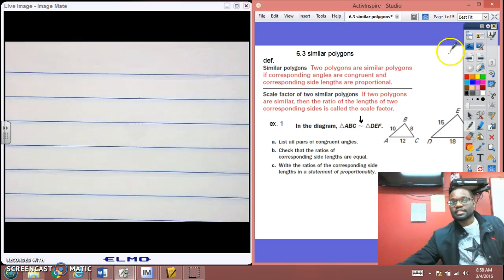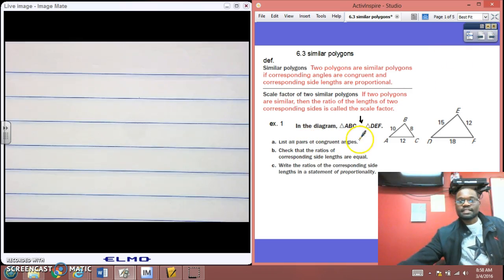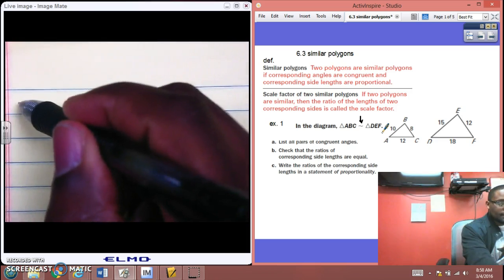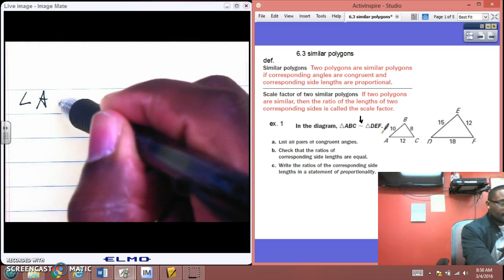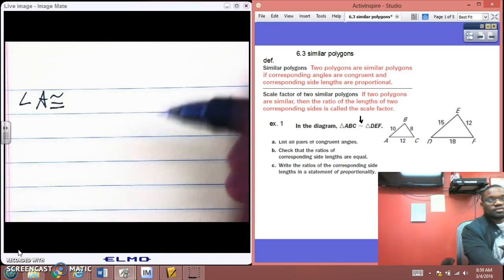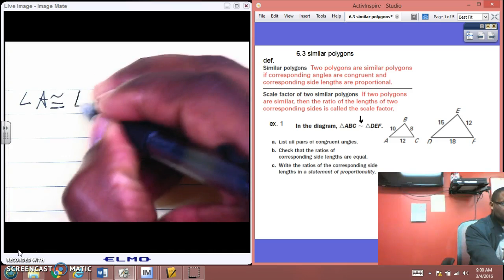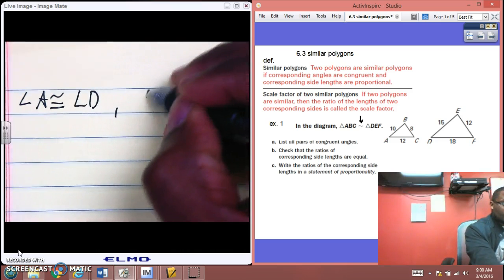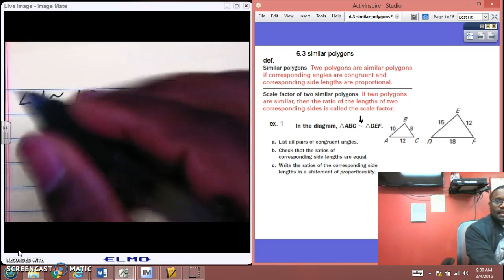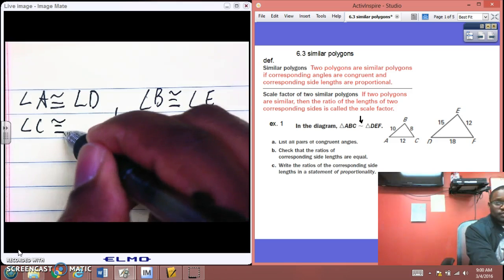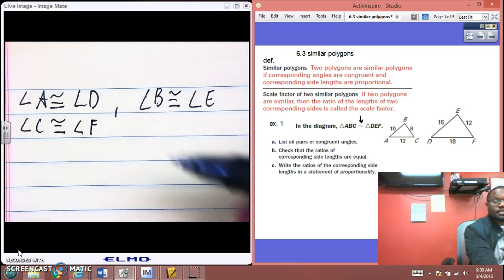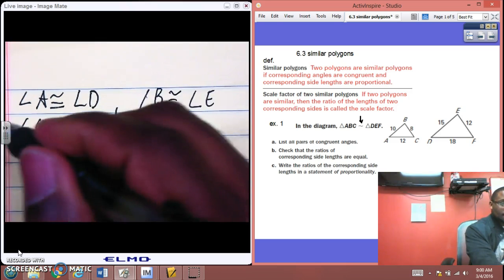All right, so if I'm going to list all the pairs of congruent angles, then what I'm going to say is that angle A is congruent to angle D, and angle B is congruent to angle E, and we have angle C congruent to angle, I'm guessing that's F. Force myself to write a forward F. All right, so that's part A.